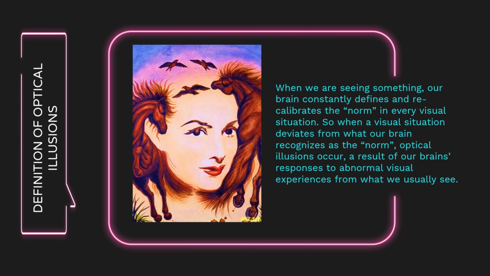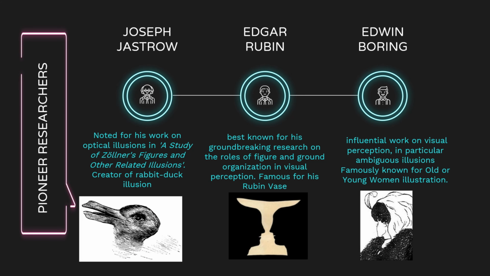To put it in simpler terms, optical illusion occurs when our eyes and brain process an abnormal situation from what we usually see. When we are seeing something, our brain constantly defines and recalibrates the norm in every visual situation. There are three main icons in the optical illusion field. They are Joseph Jastrow, famous for the rabbit-duck illusion, Edgar Rubin for his Rubin vase, and Ewald Hering, famously known for the Hering illusion.